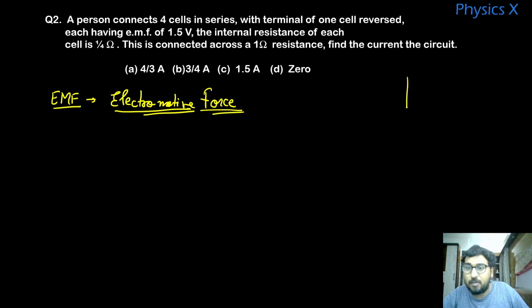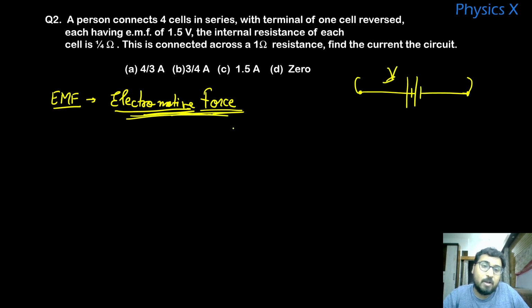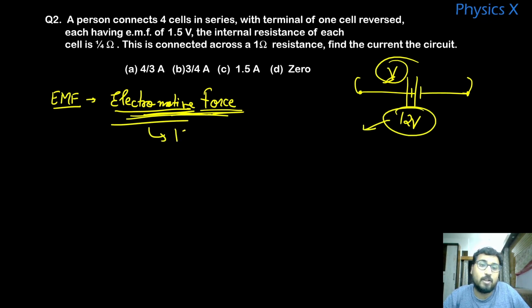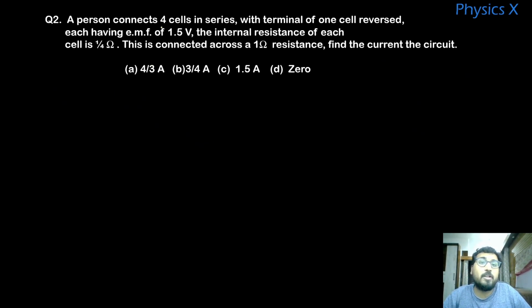So what is electromotive force? Suppose this battery is there and we are measuring the terminal potential difference across this battery, then whatever volts we are getting, it is nothing but your electromotive force, because that potential difference is responsible for the movement of electrons, the movement of charges. Suppose I'm saying a 12-volt battery, so this EMF is nothing but 12 volt only, right? Clear?